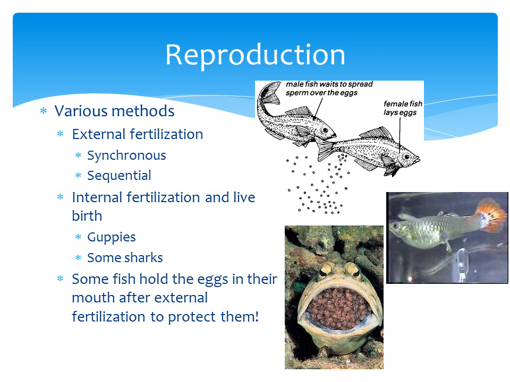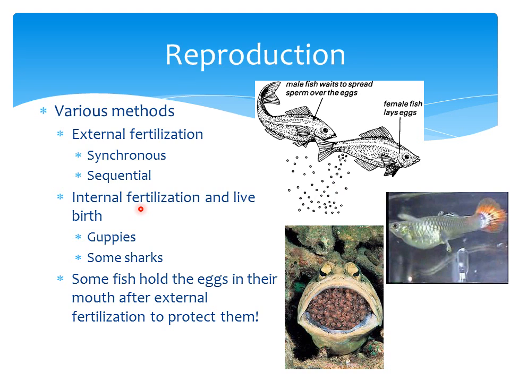For reproduction, fish have various methods. A lot of them do external fertilization, which means that the female lays eggs, and then the male spreads sperm over the eggs. Now this can be synchronous, which means both fish are there at the same time and it happens at the same time, or it can be sequential, where the female lays eggs and then later the male comes and notices that there are eggs there and spreads sperm on top of them.